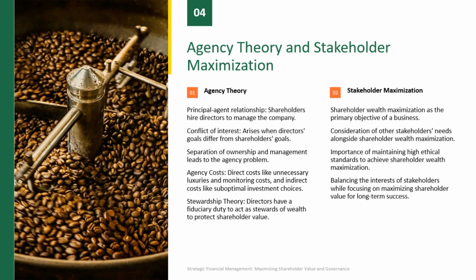Ultimately, the main goal of a business is to maximize shareholder wealth. However, it is crucial to find a balance between this objective and the needs of other stakeholders, as well as maintain high ethical standards for long-term success. By understanding and navigating the complexities of agency theory and stakeholder maximization, businesses can effectively balance the interests of stakeholders while focusing on maximizing shareholder value.